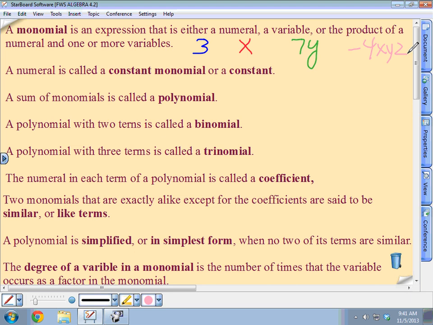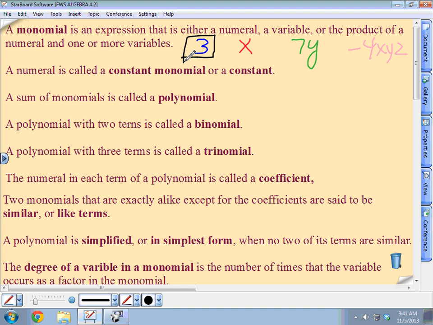A numeral is called a constant monomial or a constant. And I think I alluded to this yesterday because I think I called it that when we started going over this section. Okay, so if there's not a variable, if it's just a numeral, it's called a constant or a constant monomial, but typically we just call it a constant.